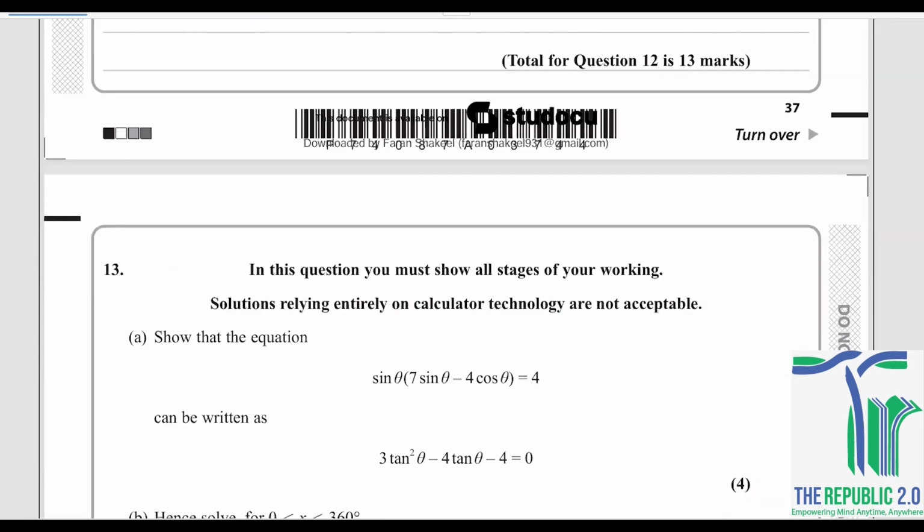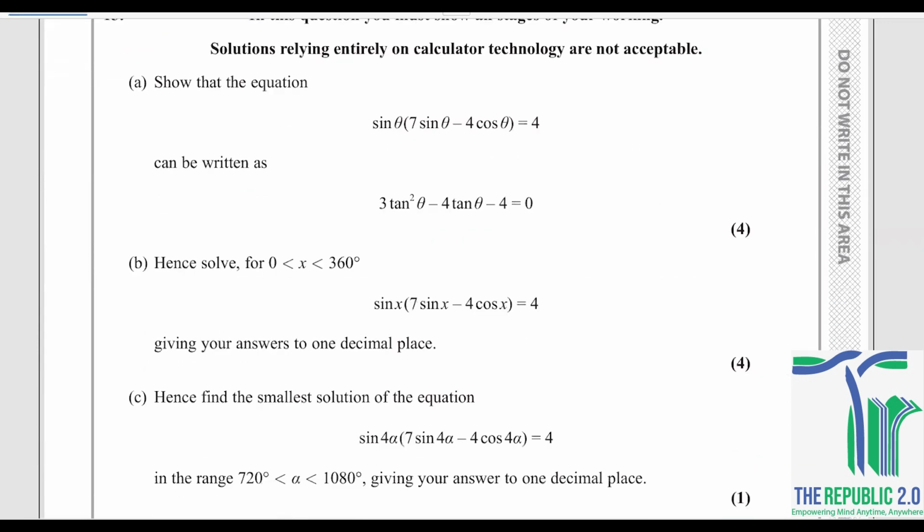Now you've got question number 13, and in question number 13, we've got this equation. Show that the equation sine theta times 7 sine theta minus 4 cos theta equals 4 can be written as 3 tangent squared theta minus 4 tangent theta minus 4 equals 0. So we just need to work it out.